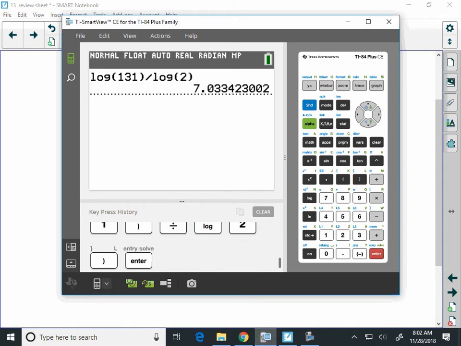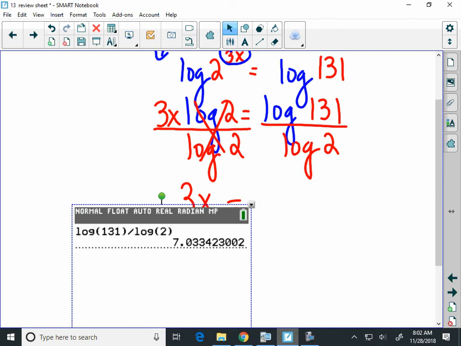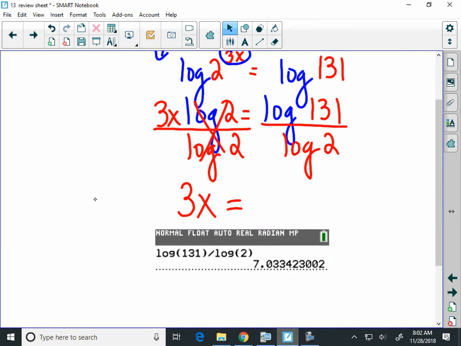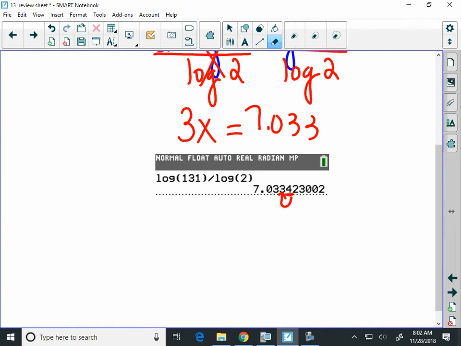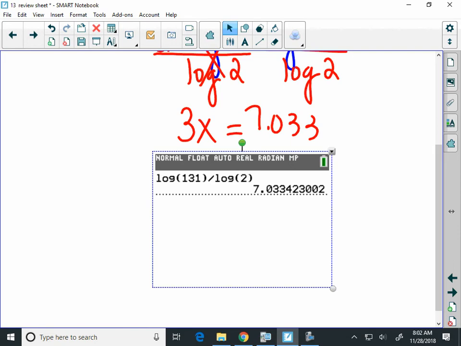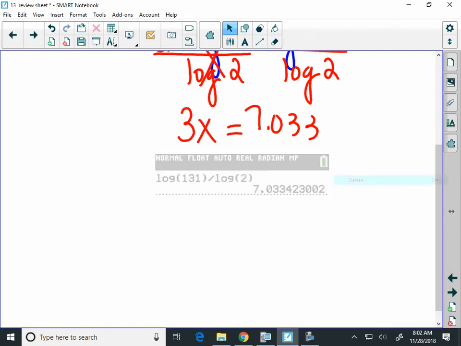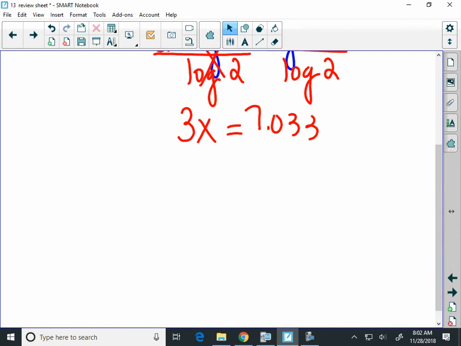And when we see this number here again, what we're looking at is the 4. Because 4 is less than 5, we're going to leave that 3 alone. So we get 7.033, and I kind of got ahead of myself there because I want to leave that number in the calculator, but we're not done because it's 3x. So leave that number in your calculator.